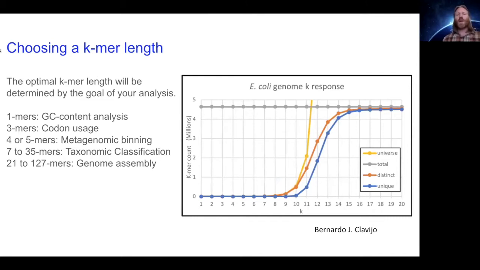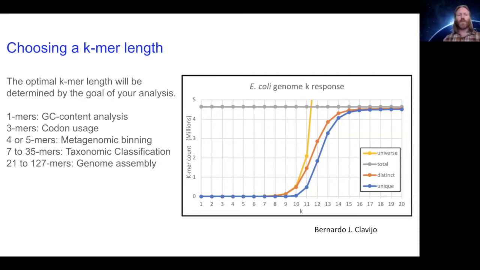When we're thinking about the Kmer length, the length that you choose will be determined by the goal of your analysis. Not all Kmers are good for all analyses. The most basic Kmer analysis you can do is essentially a GC content analysis, where you take all of the 1-mers, that is G and C or A and T. Those can be stored lexicographically as A and C, simply.